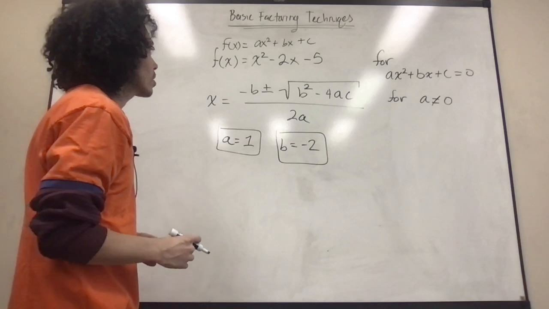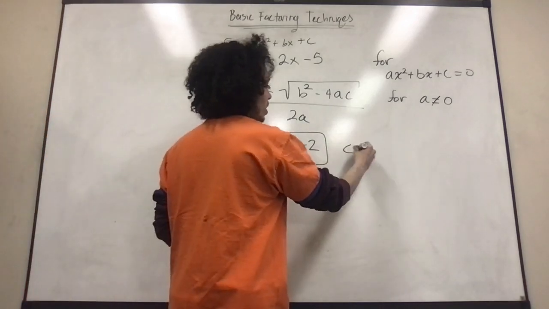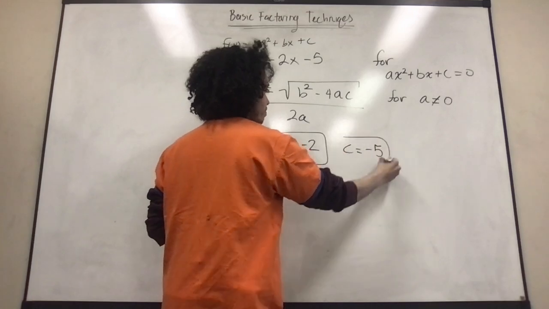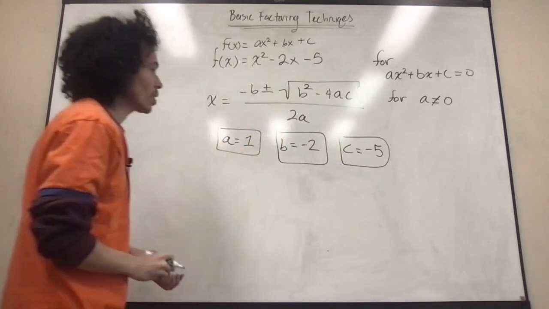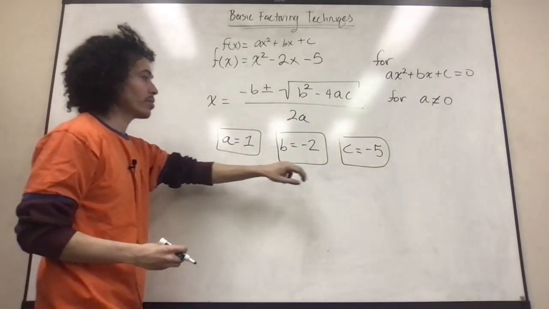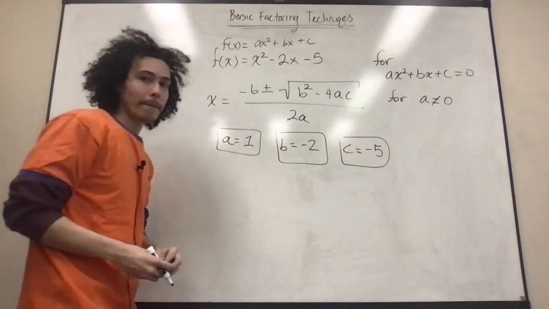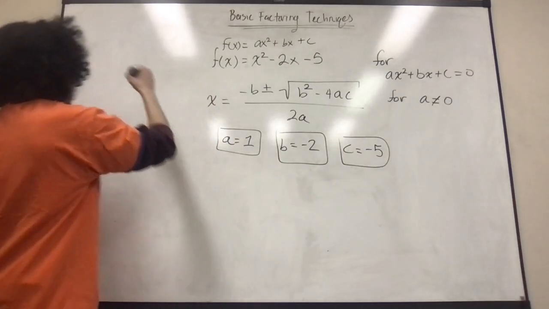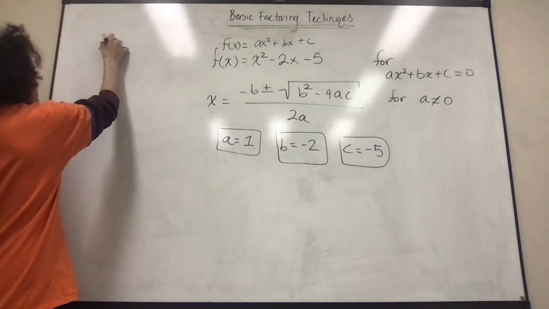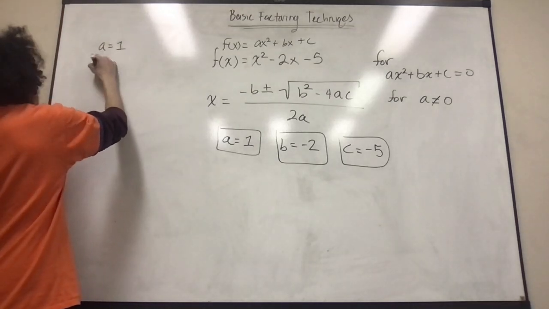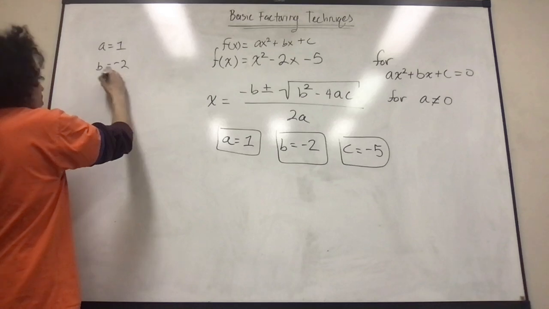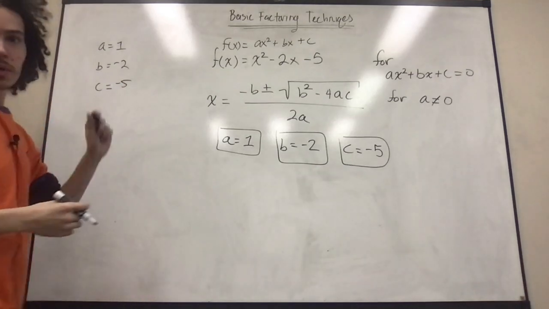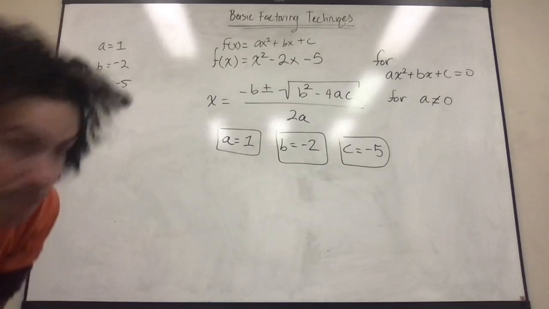And then your c is going to be -5. So we have our a, we have our b, and we have our c terms. Here's what I'm going to do. I'm going to put these off to this little corner right here. A equals 1, b equals -2, and c equals -5. Is that visible over there? Yes, it is.